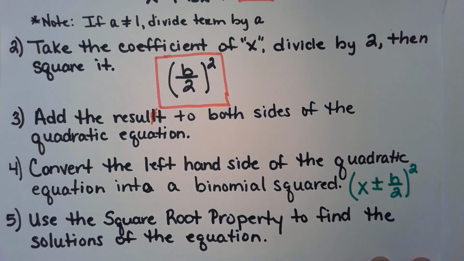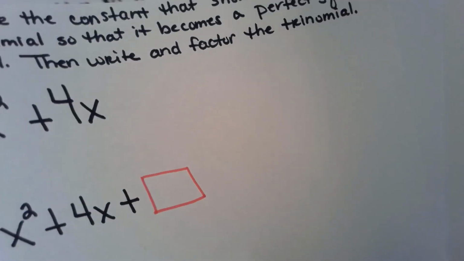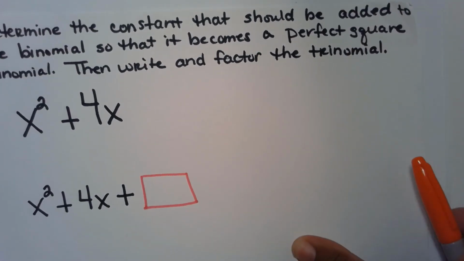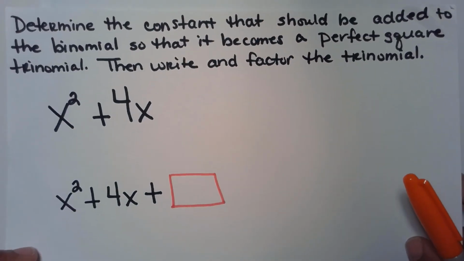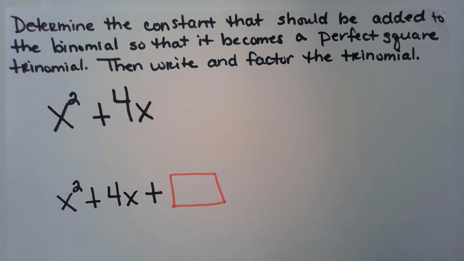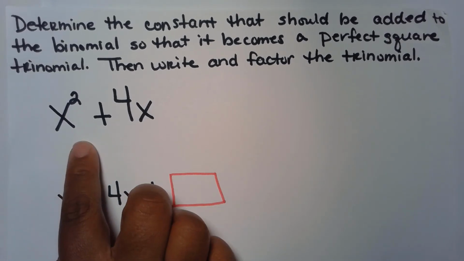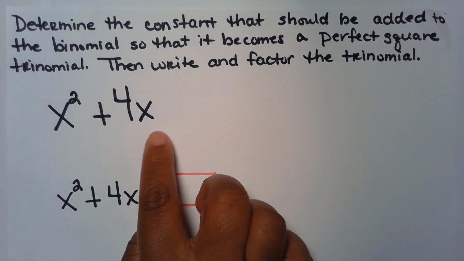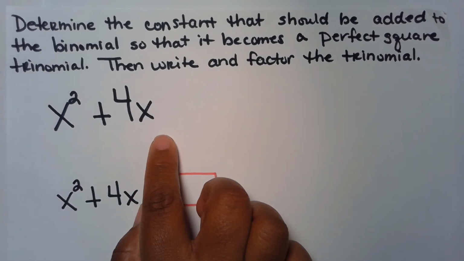But let's look at how we're going to take a binomial and convert that into a perfect square trinomial. So here it says determine the constant that should be added to the binomial so that it becomes a perfect square trinomial. Then write and factor the trinomial. So here we have x squared plus 4x. We want to convert this binomial into a perfect square trinomial.